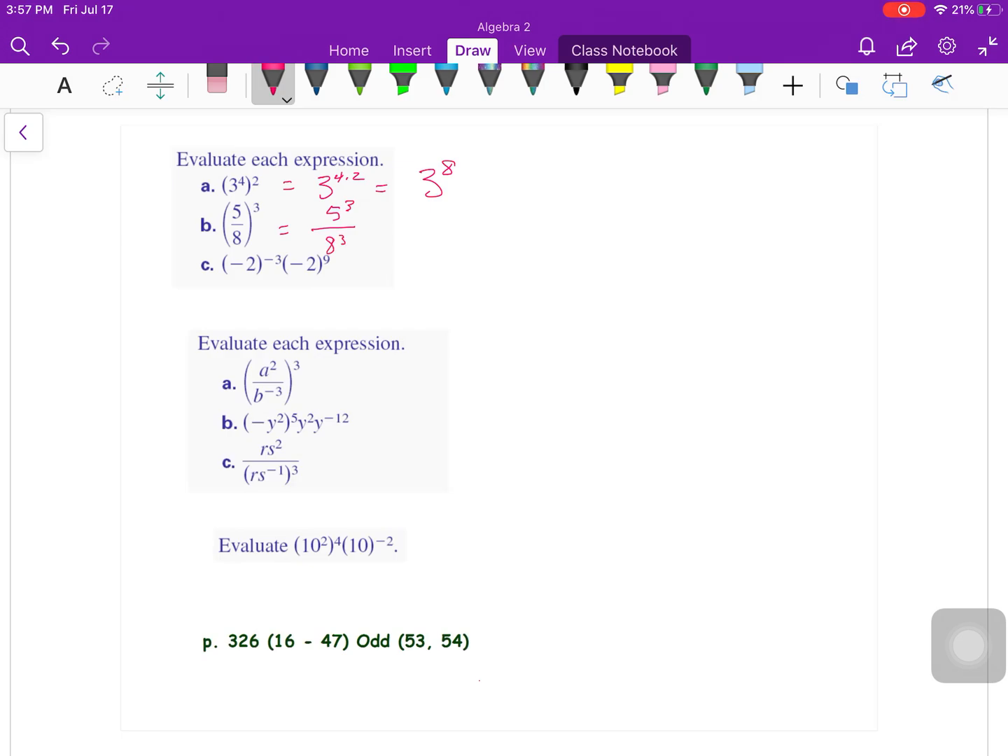So here's my quotient raised to a power. So that means 5 to the 3rd divided by 8 to the 3rd. Notice it's still the quotient divided by. Well, this one I can evaluate. 5 cubed is 125 over 8 cubed is 512.